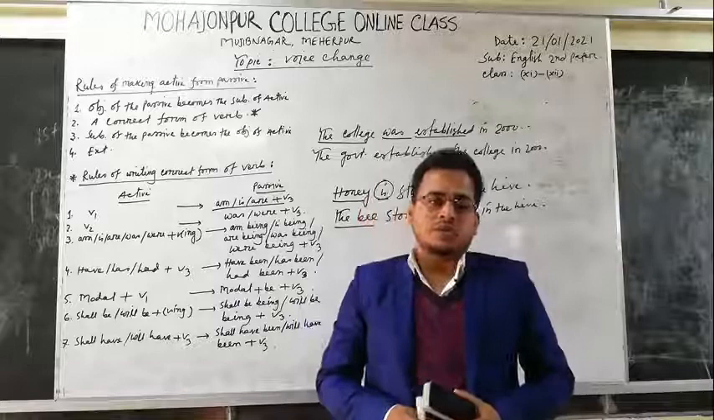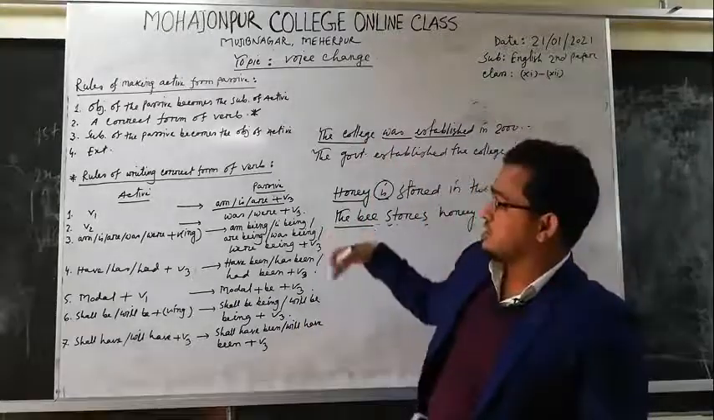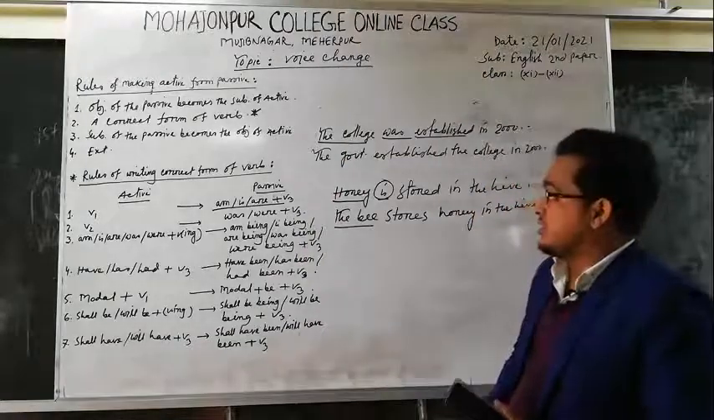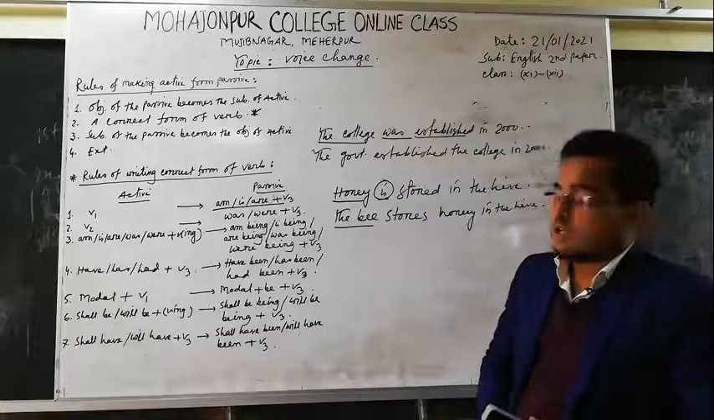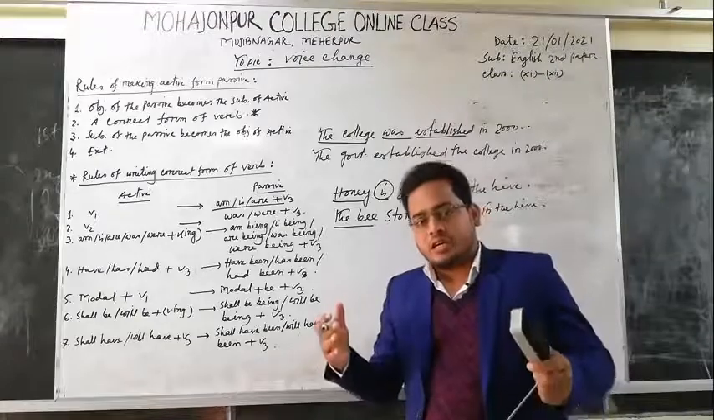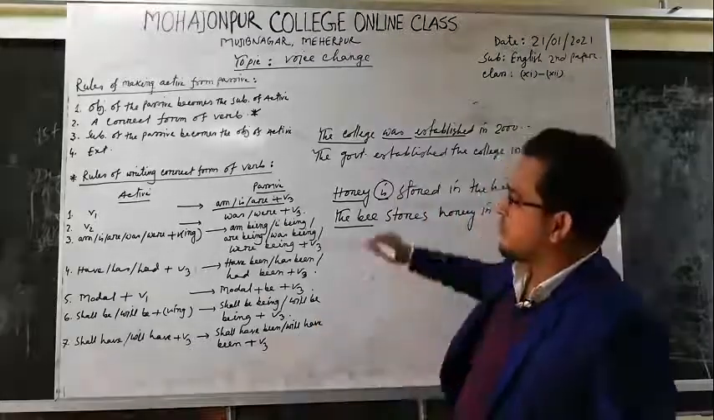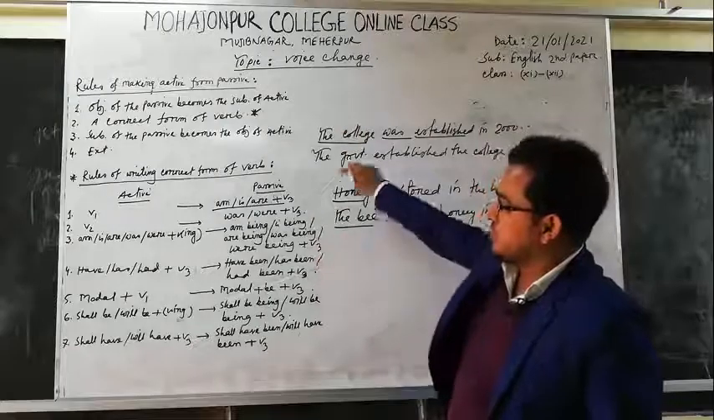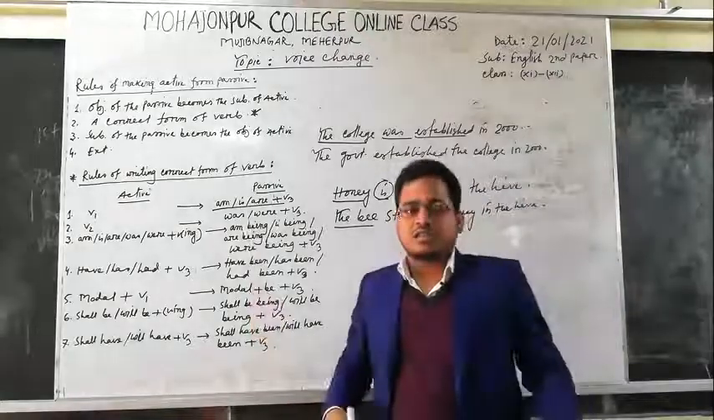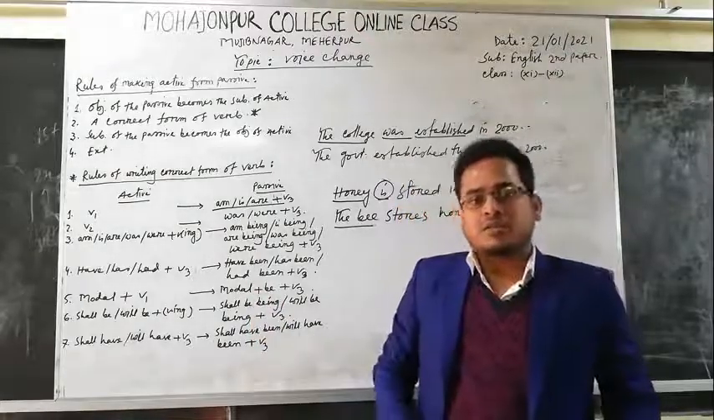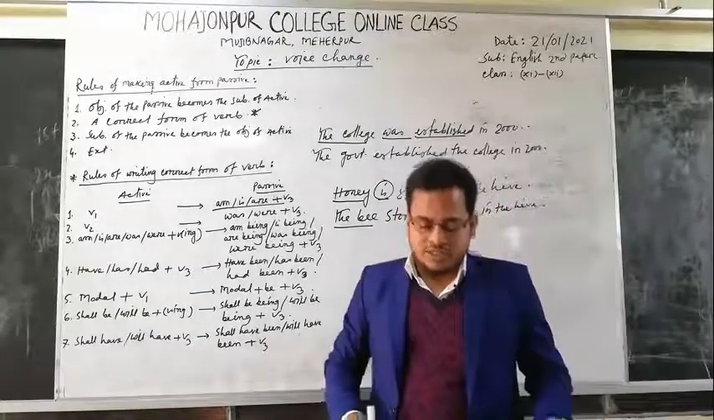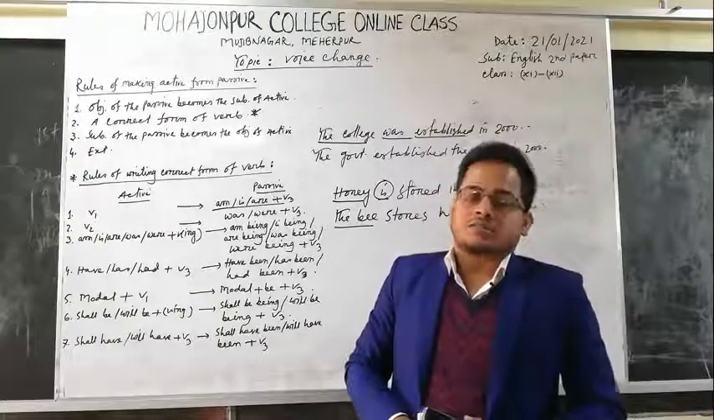Students, I think I have been able to make you understand all these things I have mentioned in today's class, and I think you have got all these things clearly. So if you want to make an active from a passive, you have to memorize all these rules mentioned here. You have to memorize all these things, and then inshallah I think you will be able to make an active from a passive.